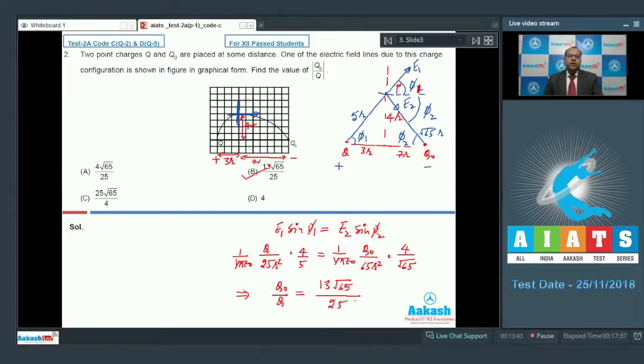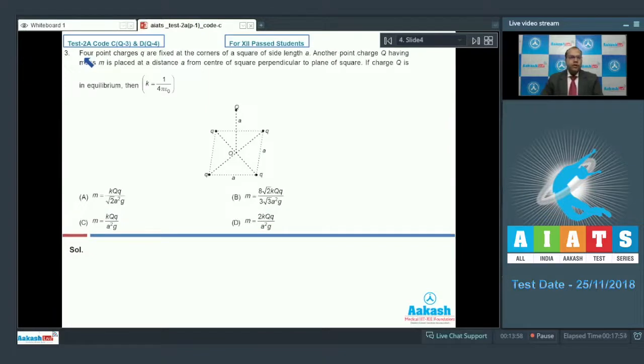Let's move to question number 3. In question number 3, 4 point charges small q are fixed at the corners of a square of side length A. Another point charge capital Q having mass small m is placed at a distance A from the center of a square perpendicular to the plane of square.